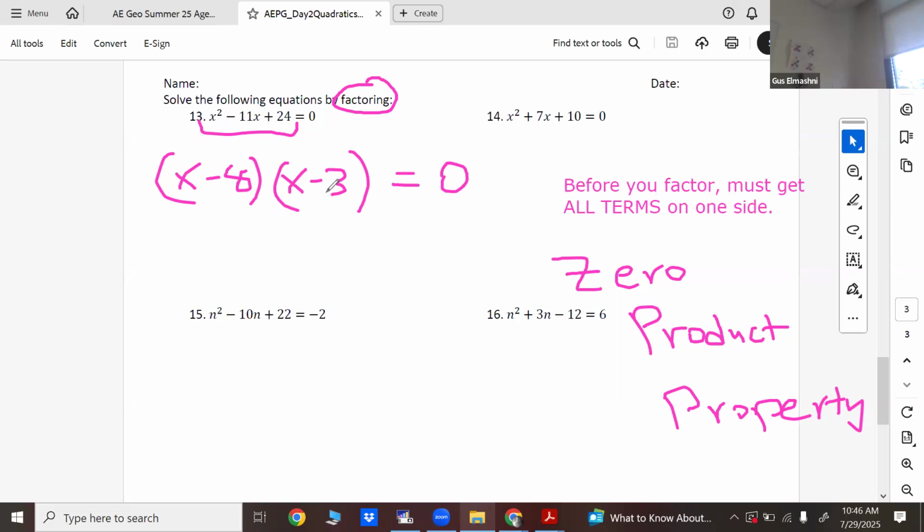Now, one of these two things has to be zero. What would make this zero here? What would make this zero here? Oh, the second one, 3. So as long as x equals 8 or 3, we're cool.